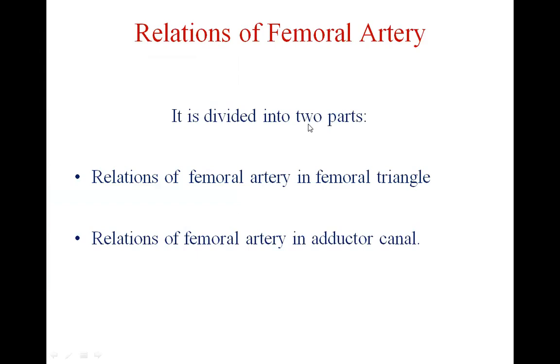Relations of the femoral artery. The relations of the femoral artery are divided into two parts: relations of the femoral artery in the femoral triangle and the relations of the femoral artery in the adductor canal. We know that it is present in the femoral triangle as well as in the adductor canal. So we are dividing the relations of the femoral artery into two parts, relations of the femoral artery in the femoral triangle and in the adductor canal.